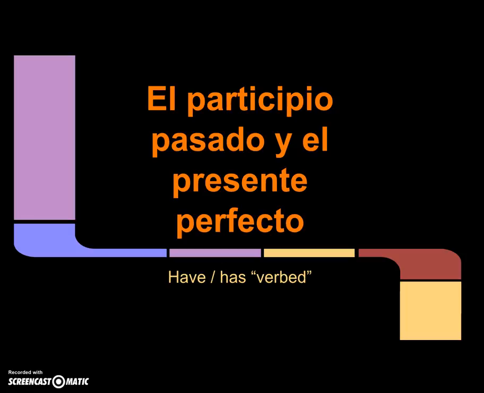So today's lesson is all about the formation of the Spanish past participle and then how we use that past participle to form a new tense, which is called the present perfect. In English, this is the tense "have" or "has verbed," the present perfect, okay? We use this all the time, so we're going to go ahead and learn how to do it in español.